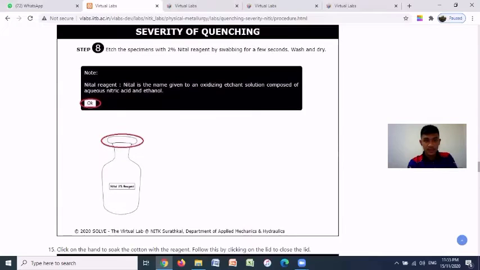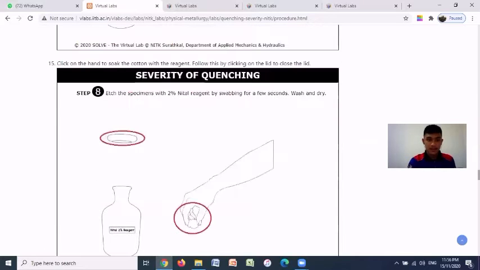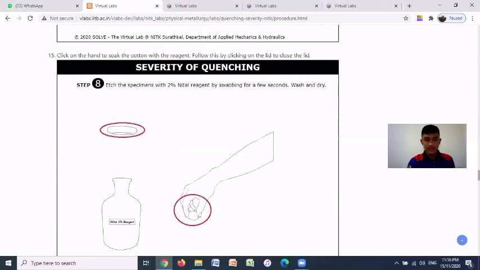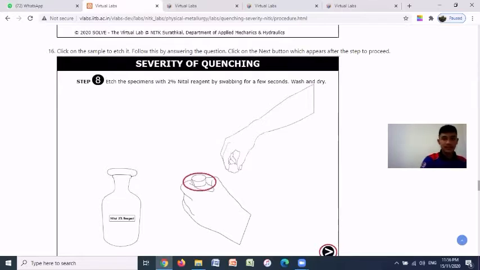Etch the specimen with 2% nital reagent by swabbing for a few seconds. Wash and dry. Nital reagent. Nital is the name given to an oxidizing agent solution composed of aqueous nitric acid and ethanol. Okay. Ni step ke-8. Etch the specimen with 2% nital reagent by swabbing for a few seconds. Wash and dry. Okay, sama. Sama.